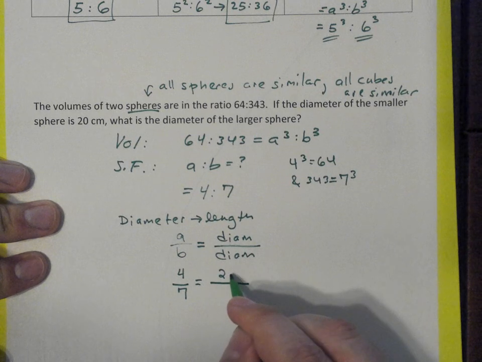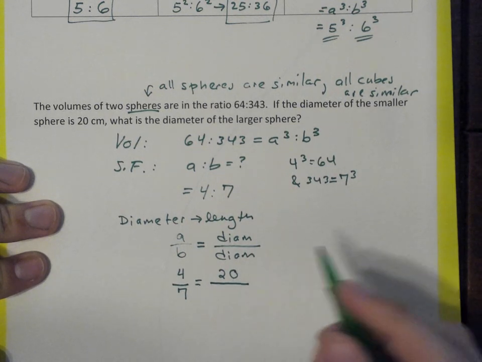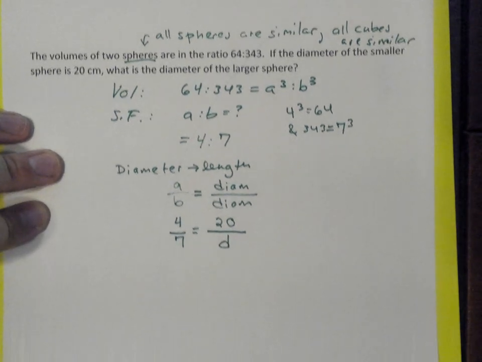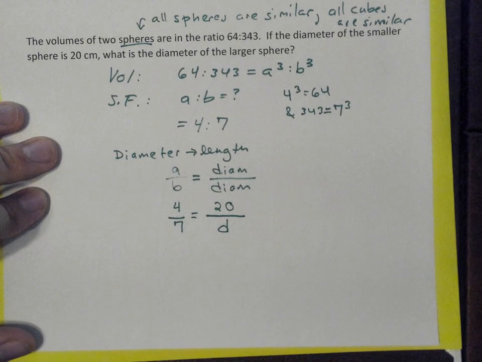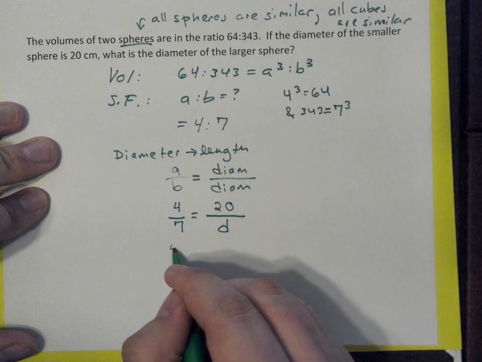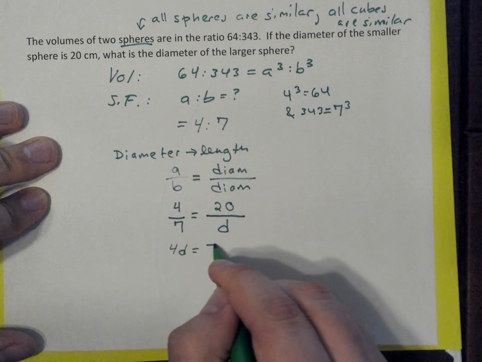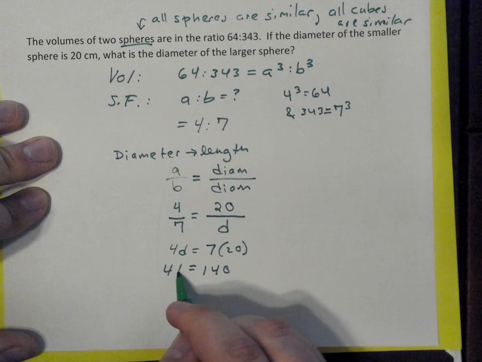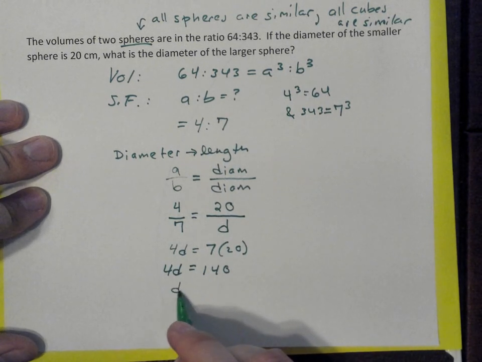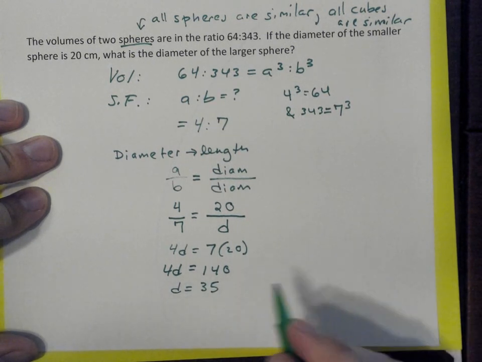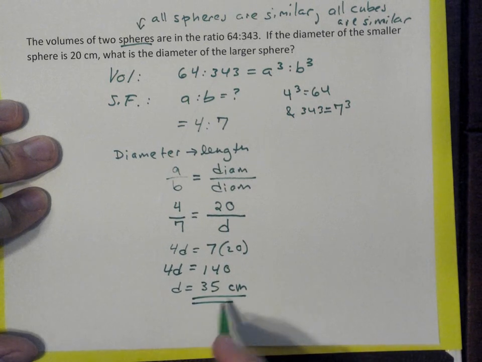So the smaller sphere, 20 centimeters. The larger sphere is unknown. You can put d or x. I put d for diameter. And what I want to do is solve this. Now you can solve this in a variety of ways. If you choose to do this by cross multiplication, multiplying these two, 4 times d is equal to 7 times 20. 7 times 20 is 140. And then if I divide by 4, the diameter is then 35 centimeters.